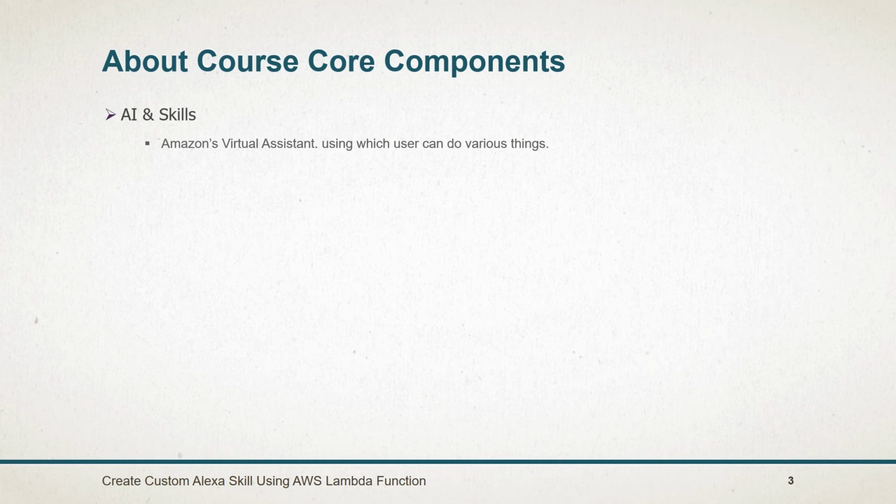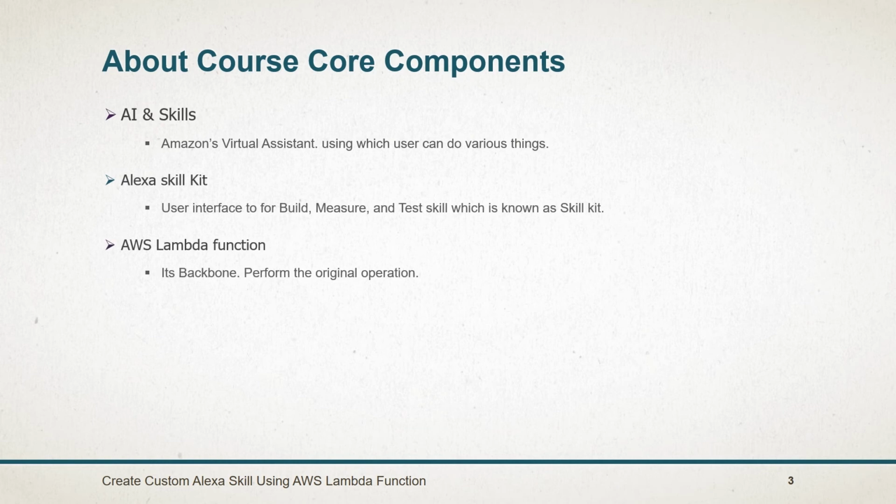Alexa is a virtual assistant by Amazon. It contains some skills using which user can do various things such as ask for service, etc. Next is Alexa Skill Kit. It is also known as ASK. Amazon provides a user interface to build, measure and test skills which is known as Skill Kit.